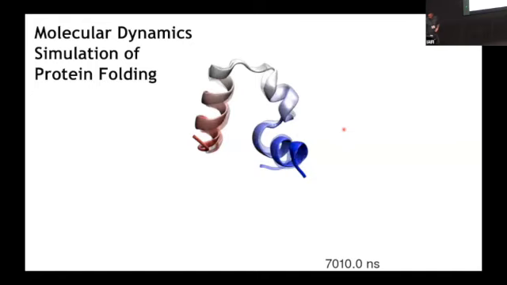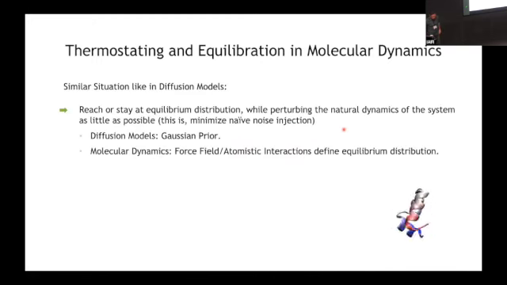And yeah, people in molecular dynamics have thought a lot about how to do this for a long time. So maybe we can take some inspiration there. I think I just said this basically. In diffusion models, it's kind of this Gaussian prior distribution that we want to equilibrate towards. And in molecular dynamics, the equilibrium distribution is defined through a force field or the atomistic interactions in the system. And yeah, we want to go there.